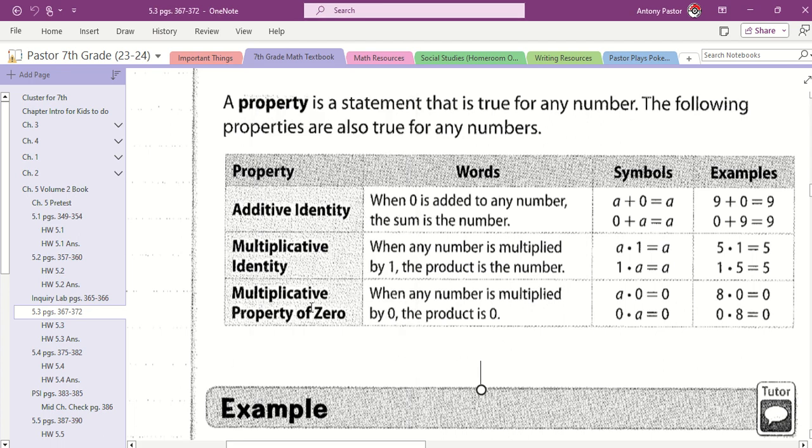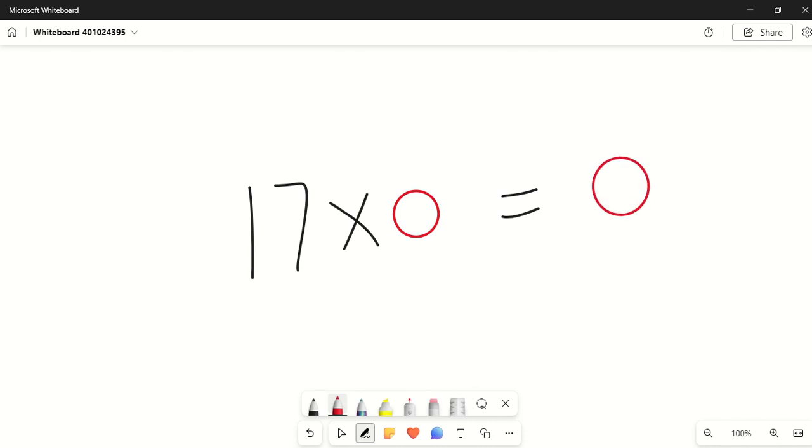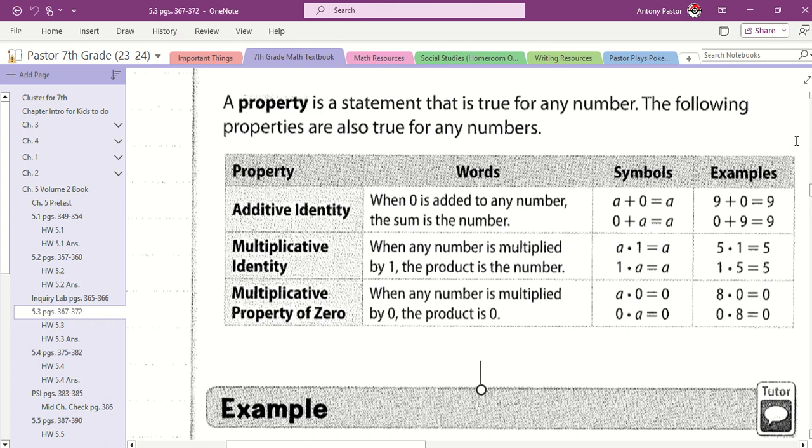And then the multiplicative property of 0 is any number that is multiplied by 0 becomes 0. So if I do 17 times 0, my answer will be 0. Any number times 0 will always equal 0. Therefore, you have 5 properties that you have just learned. And here are some examples and symbols to go off of, and these should all be in your notes.